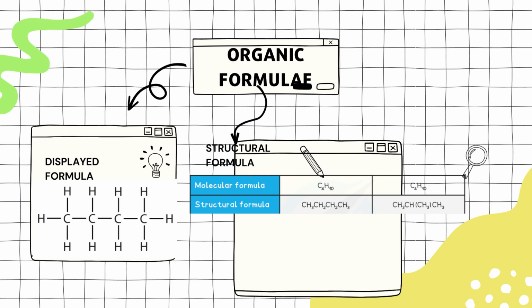We have the displayed formula of C4H10. You can see carbon, hydrogen, hydrogen. The chain is made up of 4 carbon atoms. Then we have the structural formula, which is showing us CH3, CH2, CH2, and CH3.